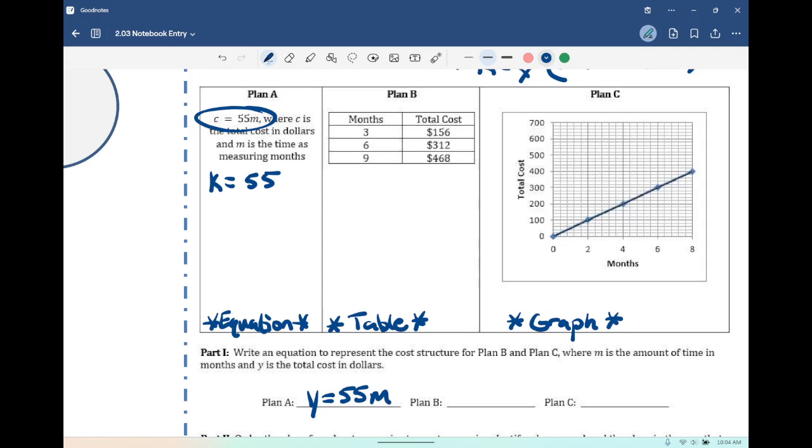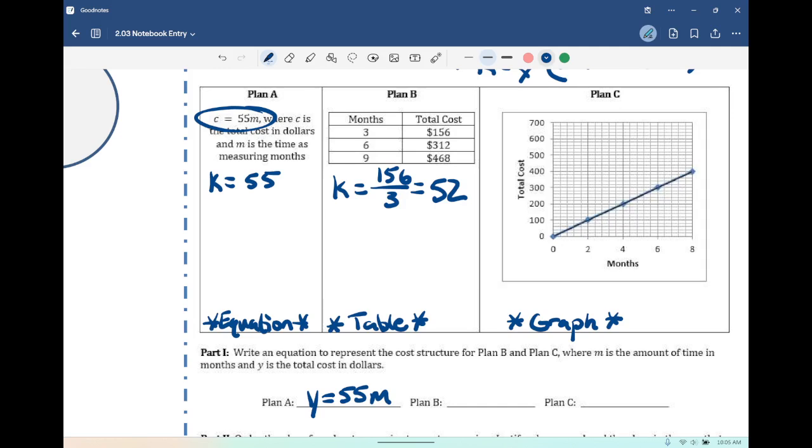I can use 3 and 156, 9 and 468. All of them will work. The one push I will say is if there's an easy value or easy pair to do math with, use that. For us, I'm just going to choose the smallest numbers. And so K is going to be equal to 156 over 3. Plug that in your calculator, please. Raise your hand. What is 156 divided by 3? MJ.